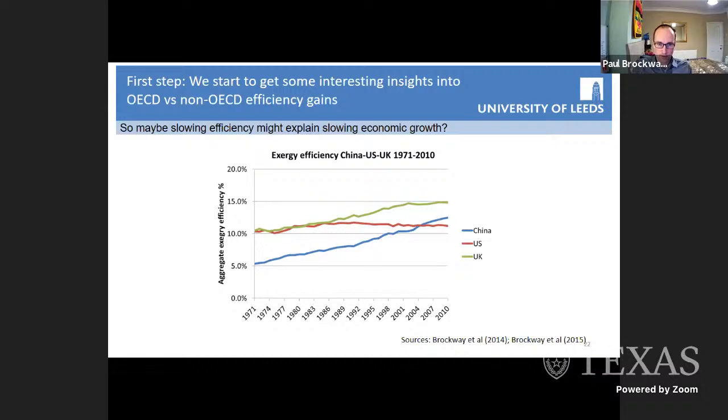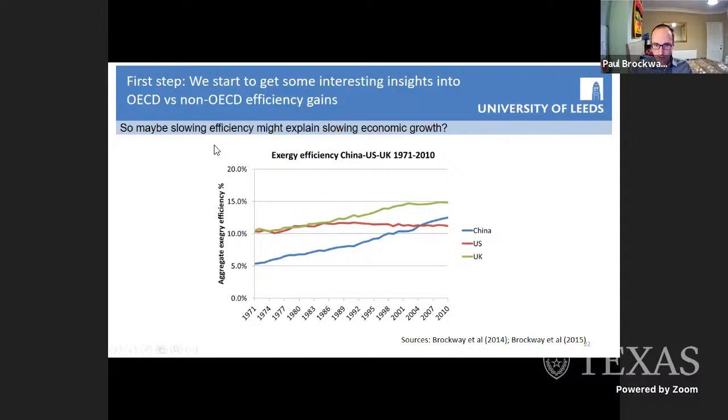Okay, now we've got quite a few different countries that we've looked at, and we can progress to try and unpick the role of efficiency in economic growth and what the scale of rebound might be. So the first step is we start to plot aggregate efficiencies. This is kind of like a timeline of the work that we've been doing. So 5 or so years ago, we were at this kind of stage. We were plotting aggregate primary to useful energy efficiencies, if you like, between the different countries.